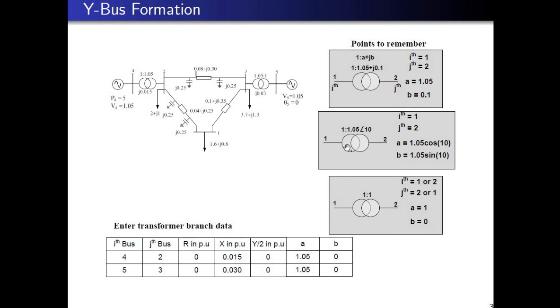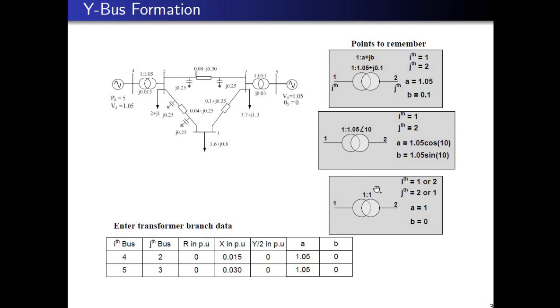Similarly, if the transformer is represented as 1:R angle theta, or 1:1.05 angle 10 degrees, the ith bus is 1 and the jth bus is the winding connected to R angle theta, that is 2. And A is represented as 1.05 cos 10, converted into Cartesian, and B is equal to 1.05 sin 10.